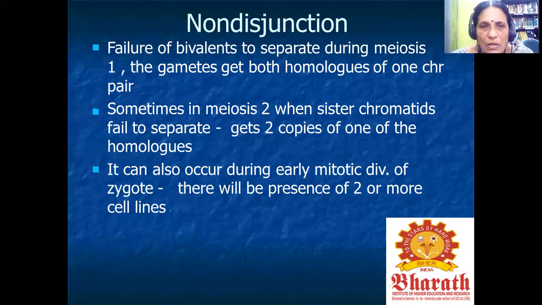Next you see non-disjunction, which means failure of the bivalent to separate during meiosis 1, so the gamete gets both homologous pair. Sometimes in meiosis 2, sister chromatids fail to separate, giving two copies of one of the homologous chromosomes. It can also occur during early mitotic division of the zygote, so there will be the presence of two or more cell lines.